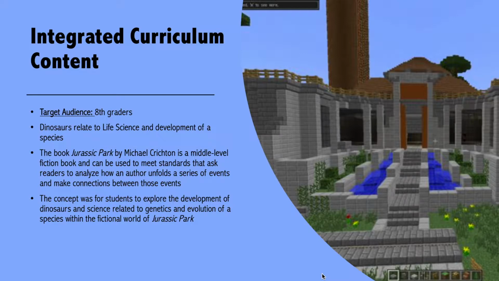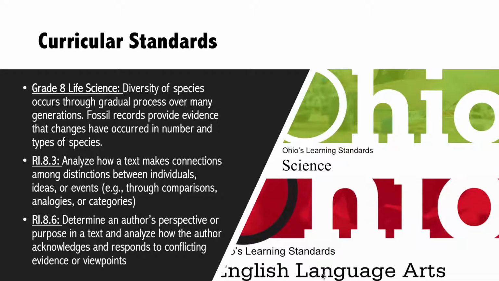For the English part, we would be reading or looking at the book Jurassic Park, and it's a middle level fiction book, and it can be used to meet those standards, so students will be analyzing the book and making connections between events that happen. And I just thought this would be a really cool connection between science and English, so students can get the scientific background on how species and the genetics and evolution are connected, and how in the fictional world of Jurassic Park the scientists were able to do that.